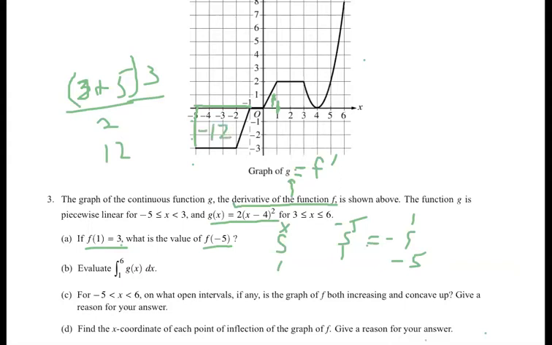So I've got to take the number that I was given, which is this 3 right here. So this is going to equal 3, and then I have to do the opposite: -1 plus 12, which is 15 minus 1, which gives me 14. So f of -5 should equal 14. Going on to the next problem, part B.